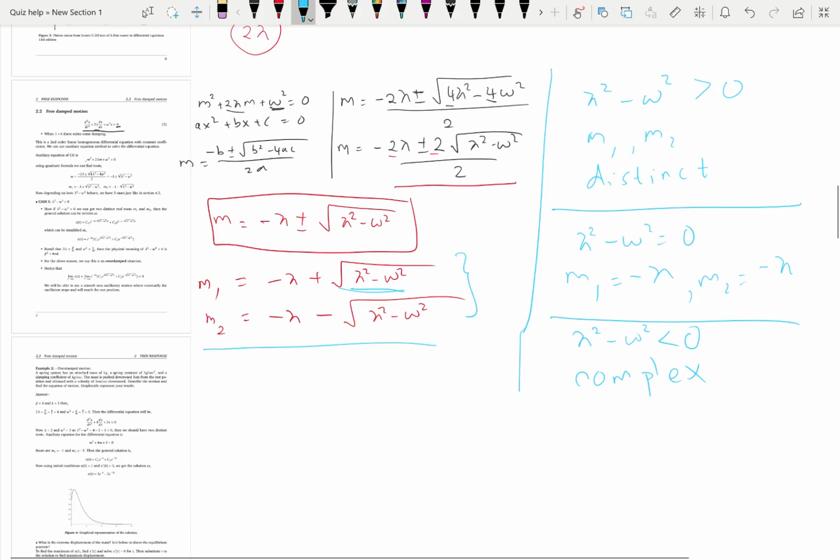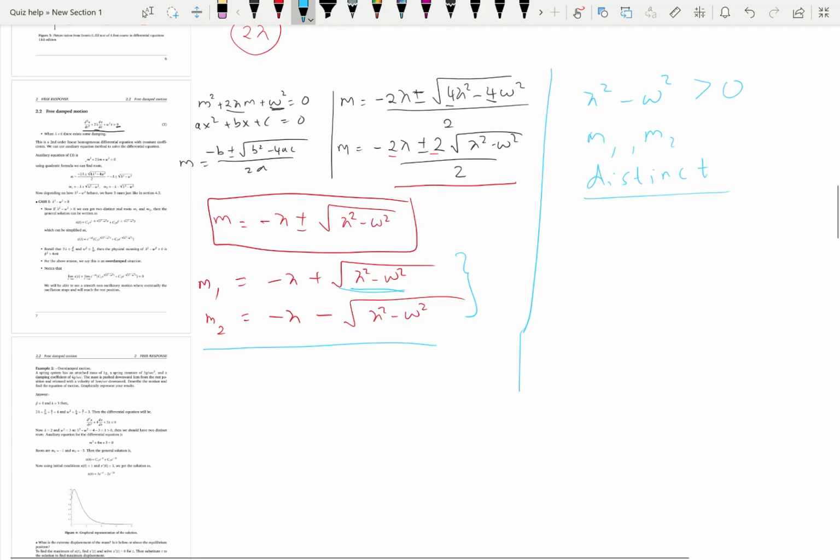So for the sake of this first video, we only discuss what happens if lambda square minus w square is positive. That means when we have distinct roots. We are going to divide this lecture into 3 cases, just like we studied in section 4.3, because it represents 3 physical explanations too. We'll get to that. But let's say we have 2 distinct roots.